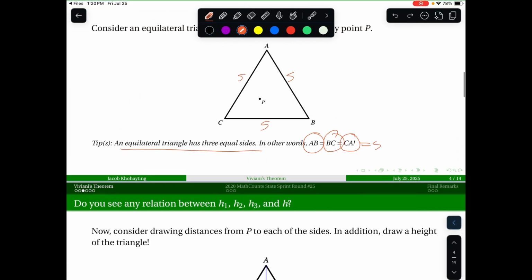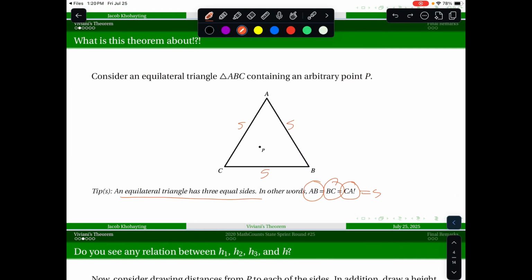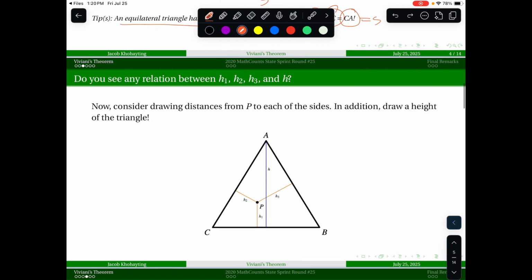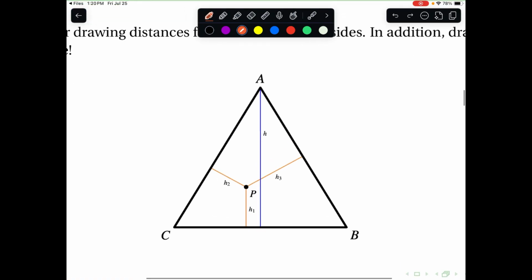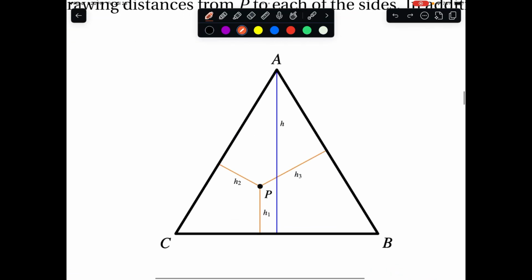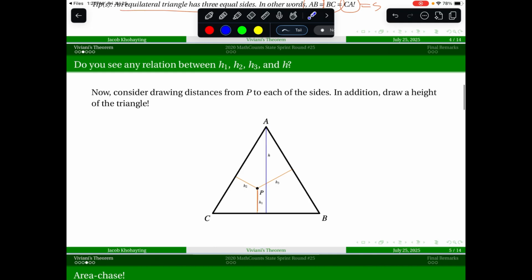So let's see what is so special about this configuration. I'm going to draw the distances from the point P to each of the sides. So P to BC is H1, P to AC is H2, P to AB is H3. And then I'm going to draw a height of the triangle, from A to BC. Now, you'll see why this is so special in a second.